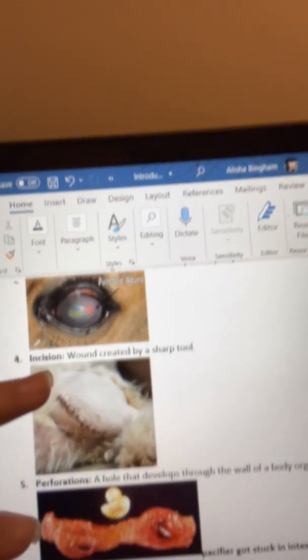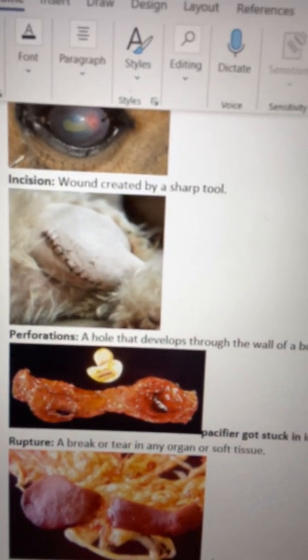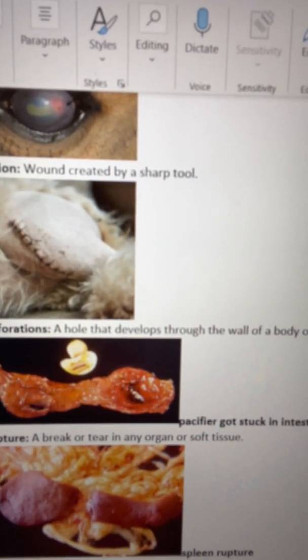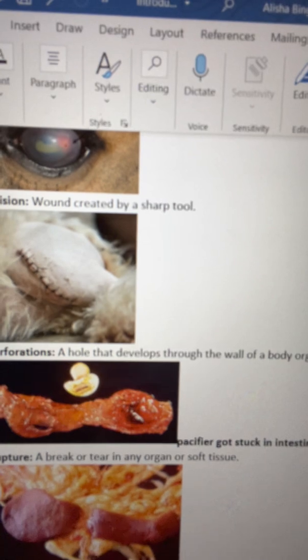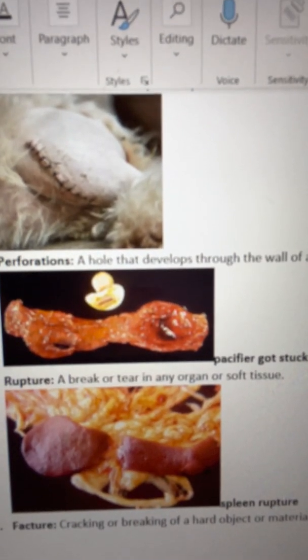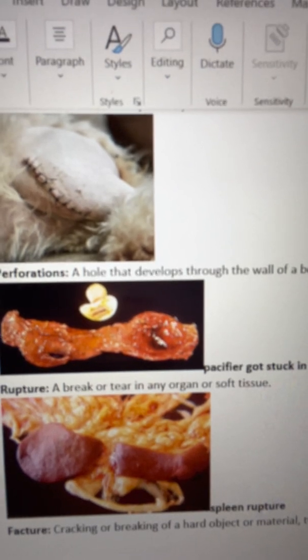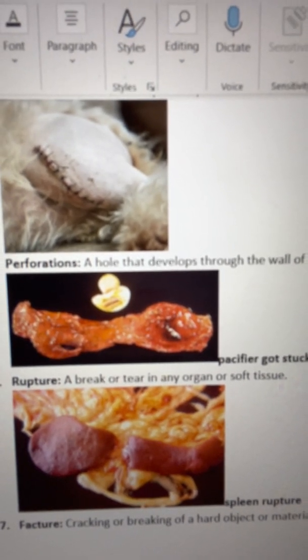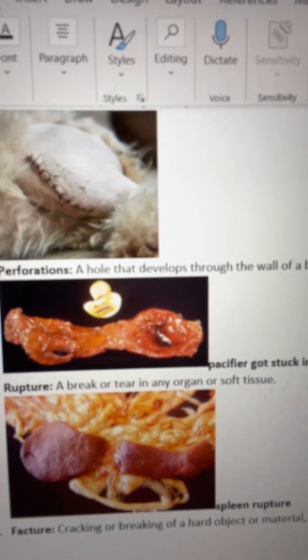An incision. Oh, I touched my screen. Hold on. Let me see. And then incision is what we do. So a wound created by a sharp tool, which would be a scalpel in our defense. And then we have perforations, which is a hole that develops through the wall of a body organ. So this is where we have exploratories when a dog eats something and we have to get that object out. So these are foreign bodies here.